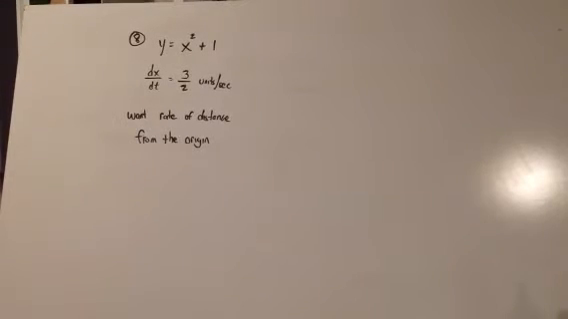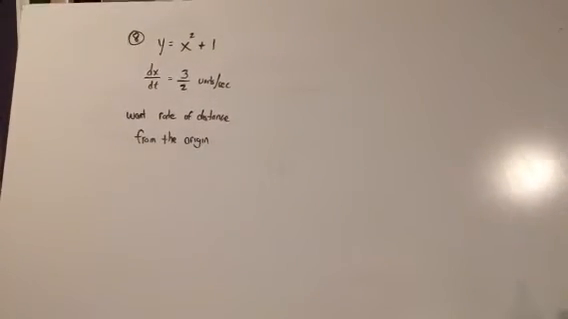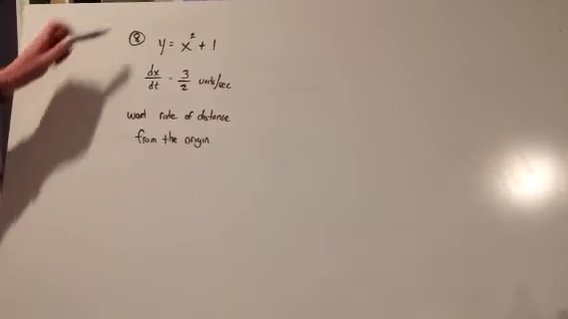Okay, here's our second problem. It's from review quiz number 1. This is number 8. We have a particle moving on this parabola y equals x squared plus 1. We know that it's moving along the x-coordinate at a constant rate of 3/2 units per second.